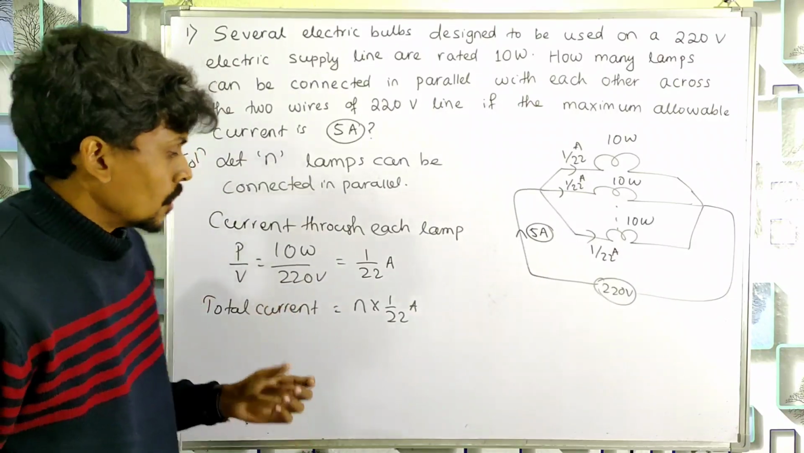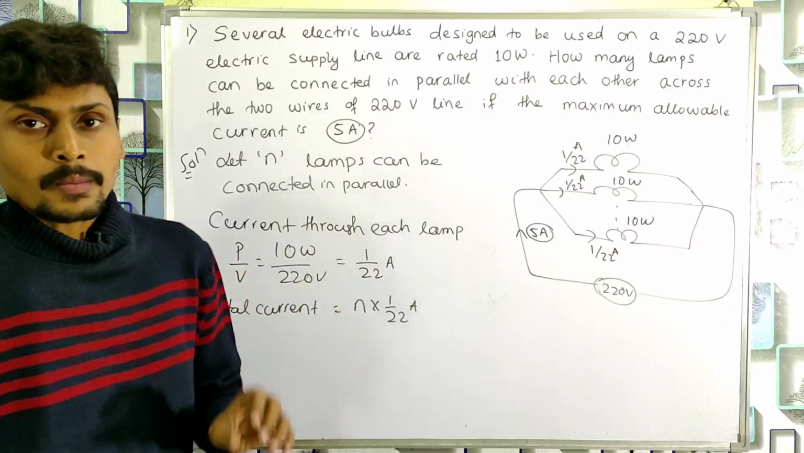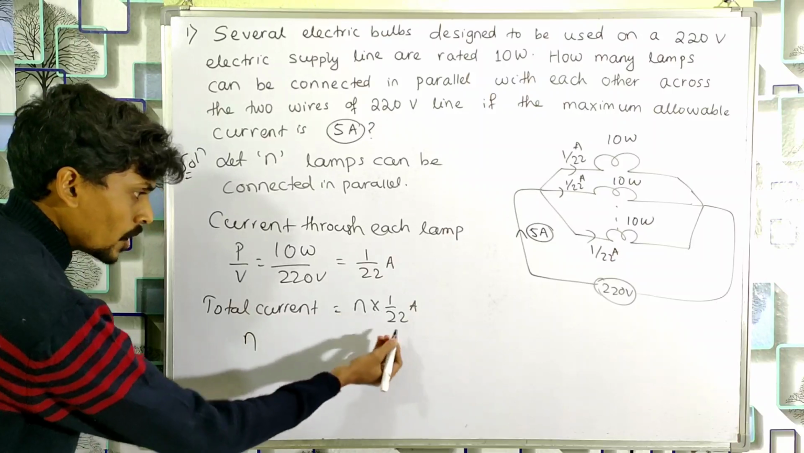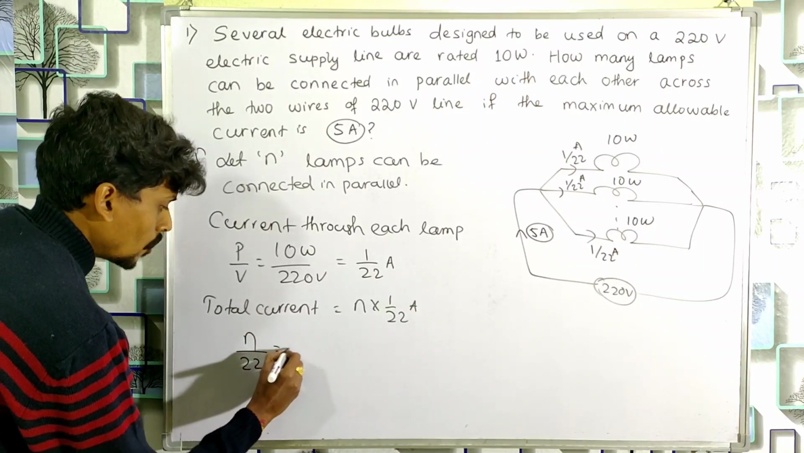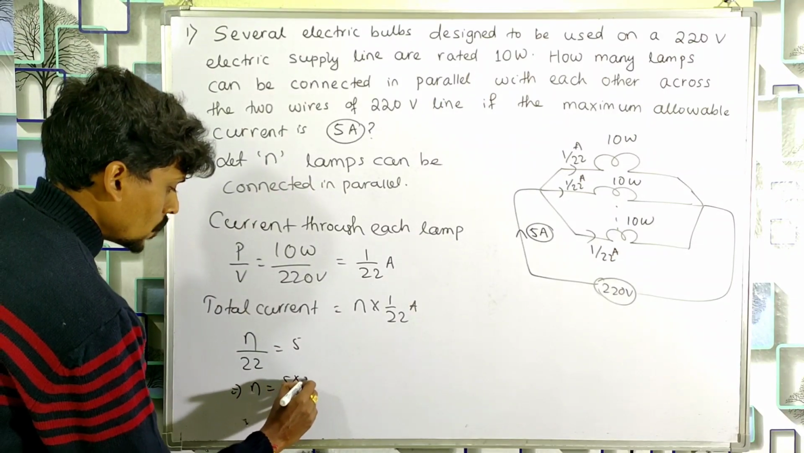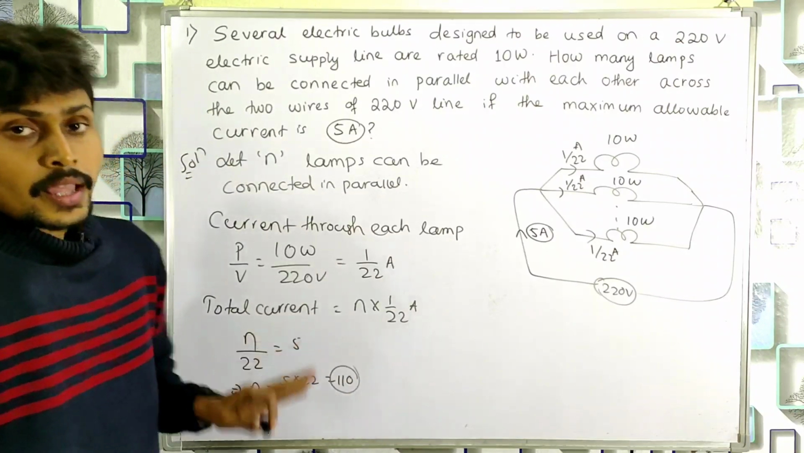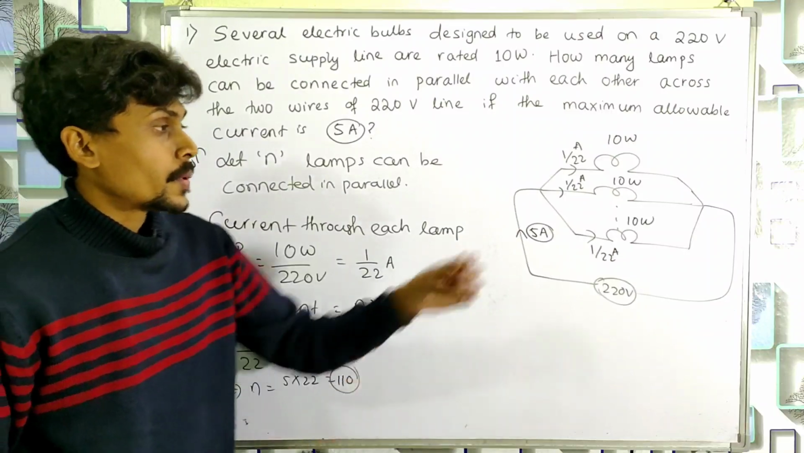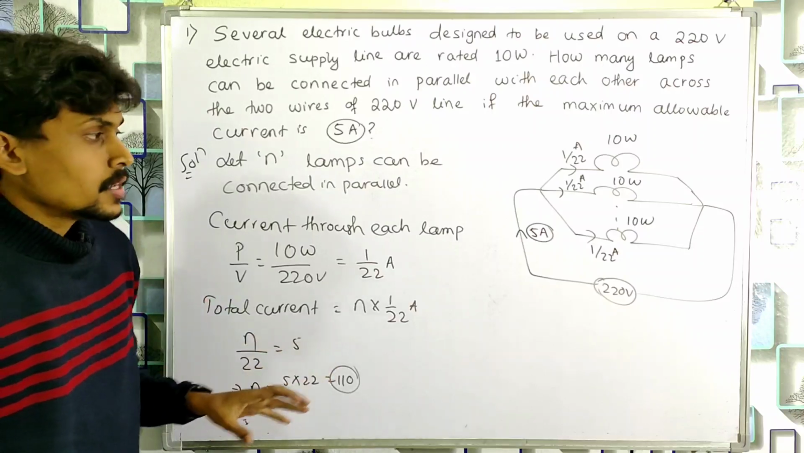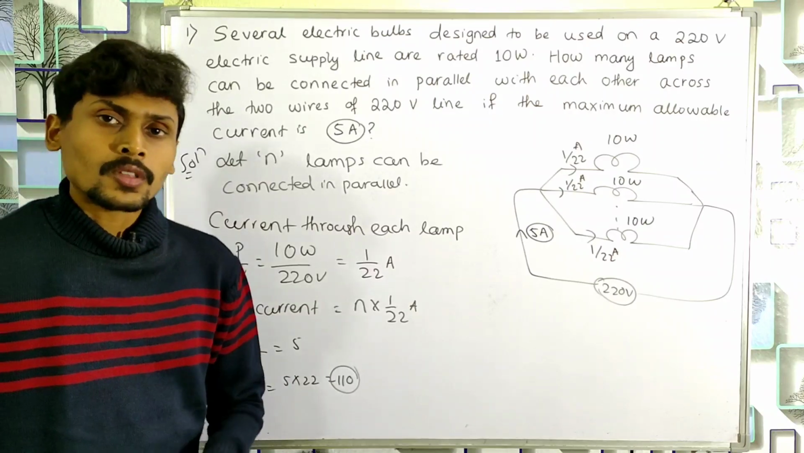And according to the question, the total current should not exceed 5 ampere. So the maximum value of total current we can allow is 5 ampere. So n into 1 by 22, or n by 22, equal to 5. Is that clear? So n will be 5 into 22, that is equal to 110. So we can connect 110 bulbs of 10 watt in parallel across a 220 volt supply, so that the maximum allowable current is 5 ampere. So in this way we can solve this question, and now we'll proceed to the next one.